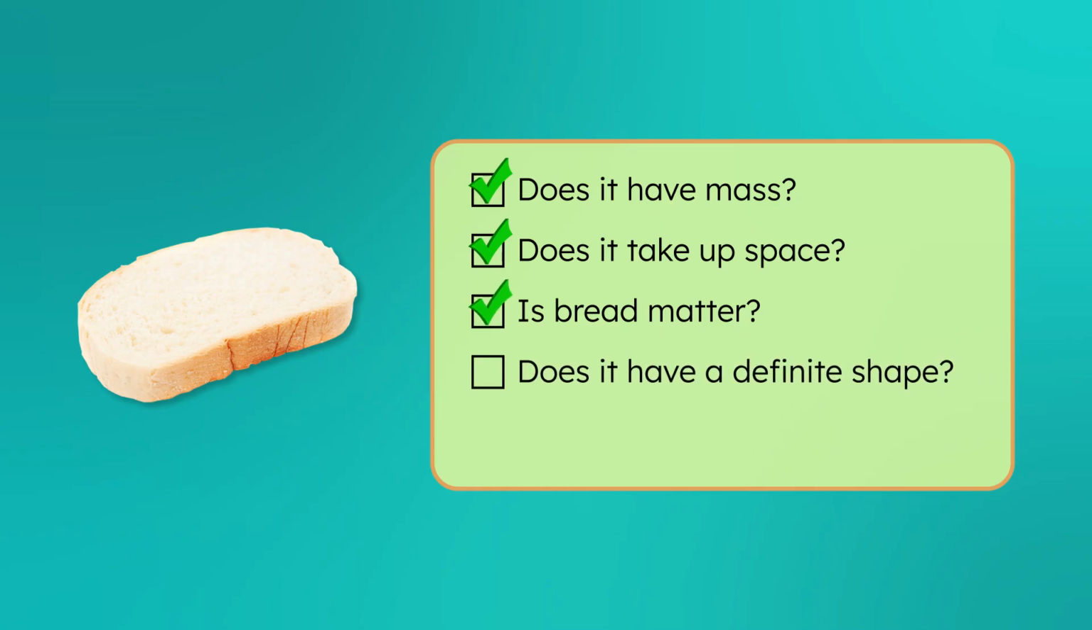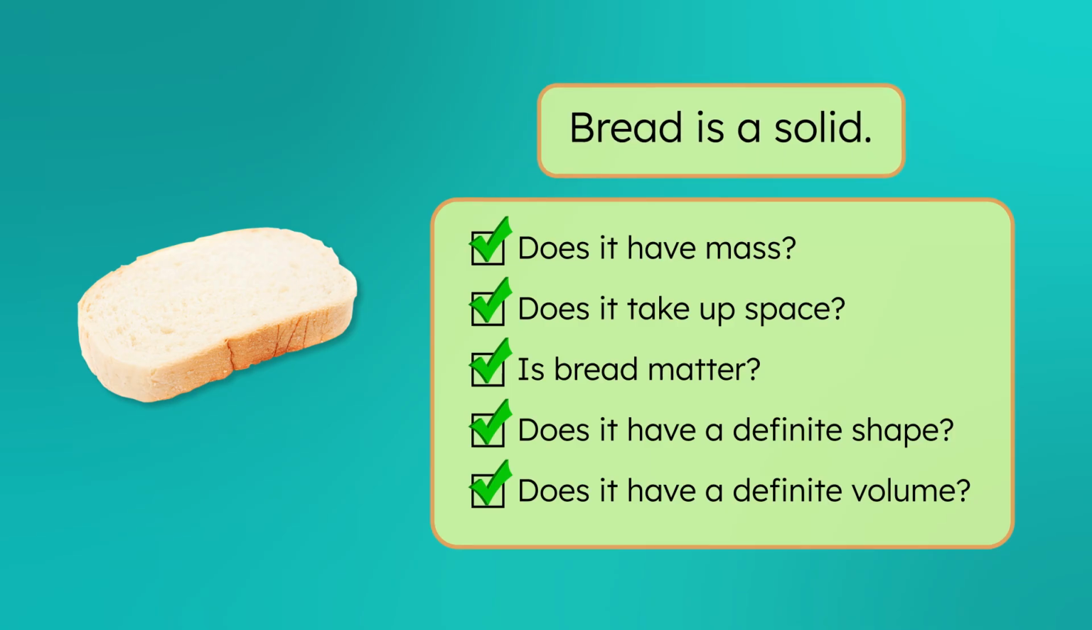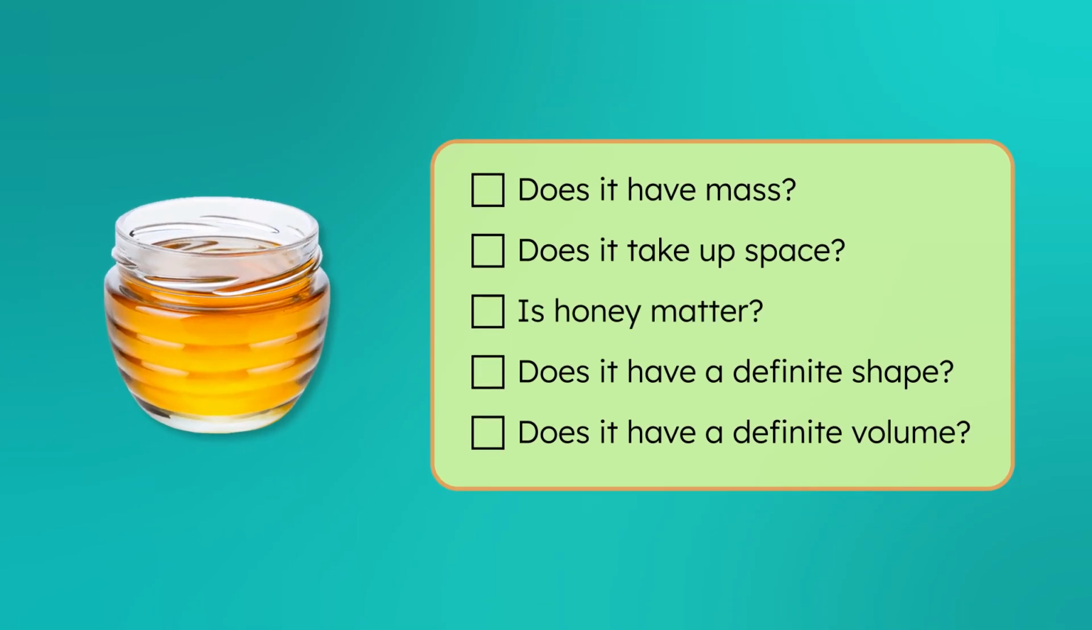Does bread have a definite shape? Yes, it doesn't change shape whether it's on a plate, in your hand, or in a bag. Does it have a definite volume? Yes, because the space the bread takes up doesn't change. What state of matter is bread? It's a solid.